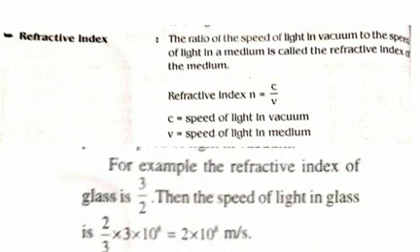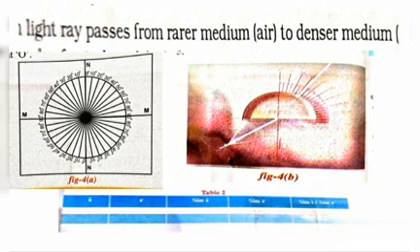Okay, do cross multiplication. 3 into V equal to 2 into 3 into 10 to the power of 8 meter per second. So here 3 is multiplying. Now if you transpose it to the right side, it will divide. So V equal to 2 into 3 into 10 to the power of 8 meter per second by 3. 3 will get cancelled. Then V is equal to 2 into 10 to the power of 8 meter per second. Means the speed of light in the glass slab is 2 into 10 to the power of 8 meter per second.